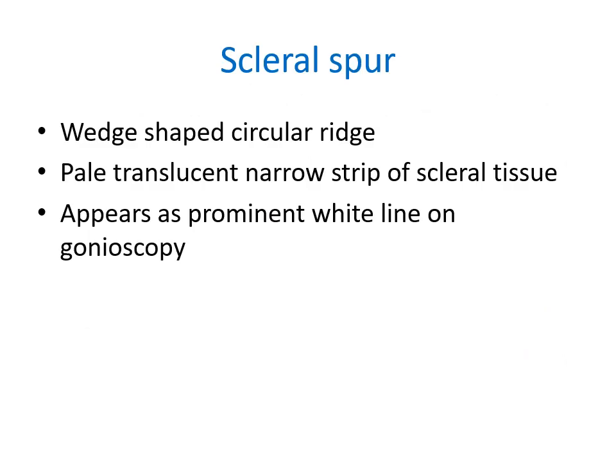Okay. Scleral spur. The scleral spur is nothing but a translucent strip of sclera. It appears prominently white on gonioscopy, and it looks like a wedge-shaped circular ridge.